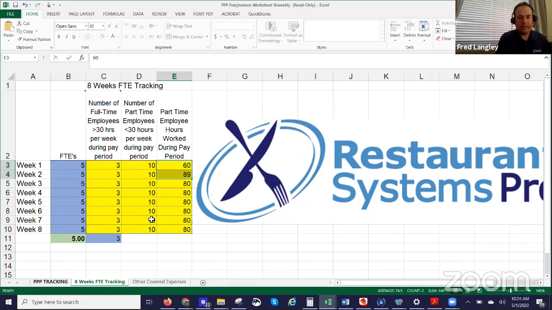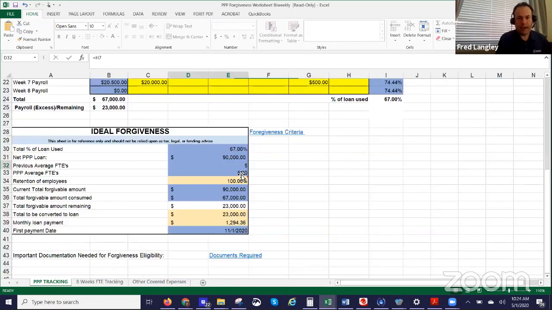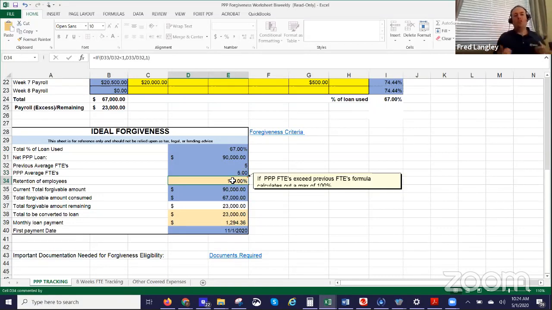That will automatically populate your table down here that's going to compare my previous and my actual FTEs. So these formulas feed in, and you'll see that it's going to populate from there. And so this is showing 100% retention of employees, which means I can get 100% of it. Now, if you only get to 60%, you're only going to get 60% of your loan forgiven, right? And this is where early on they were saying, oh, I just need to build back up to my previous level of employees. And then as more information came out, they're saying, no, my FTEs have to equal, right?